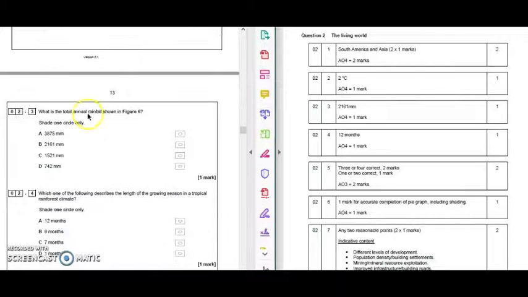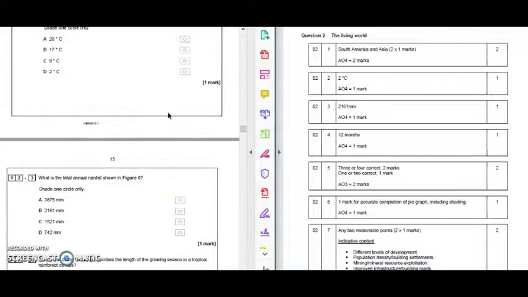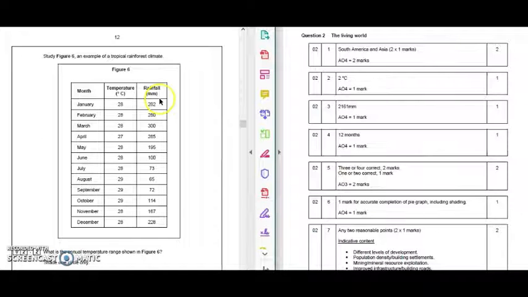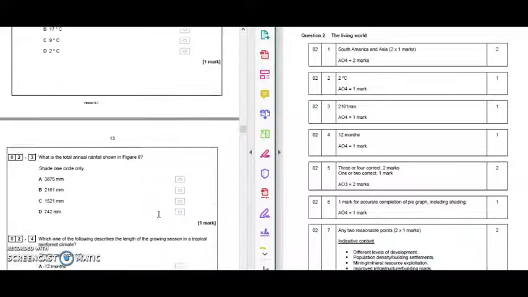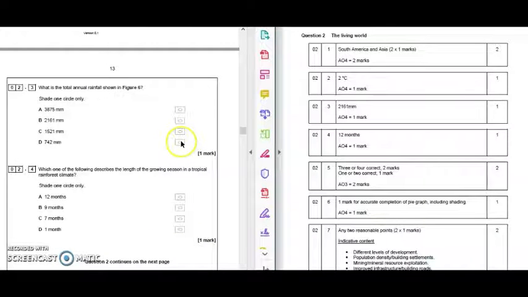2.3, what is the total annual rainfall shown in figure 6? So you've just got to add up all of these numbers here. It's not asking for the average, just got to add them up. And the answer to 2.3 is B, 2161.